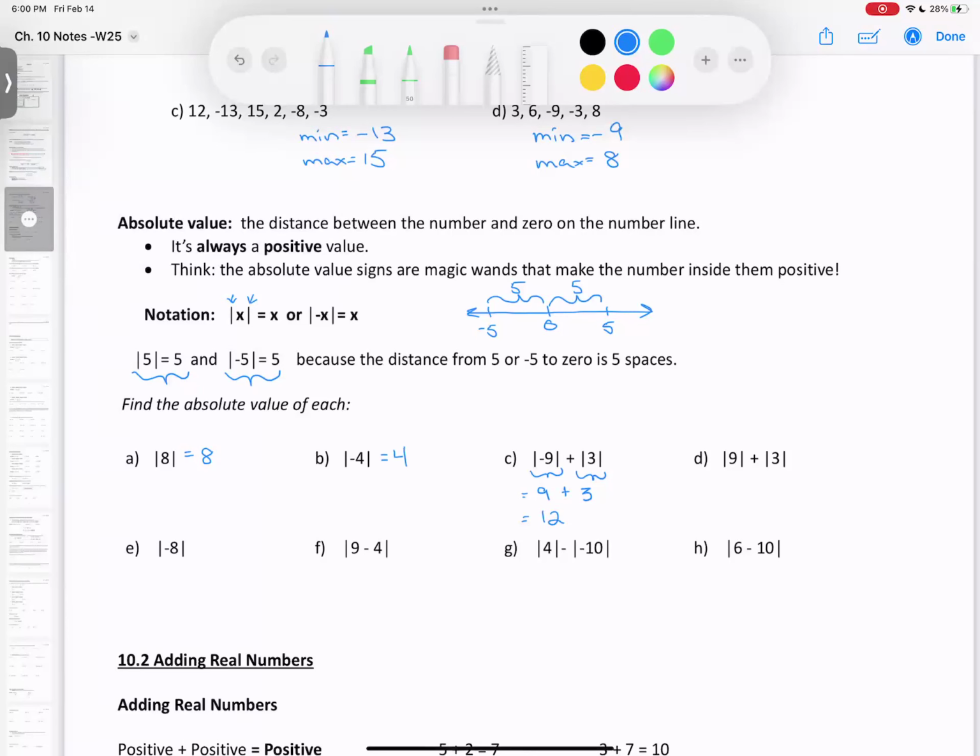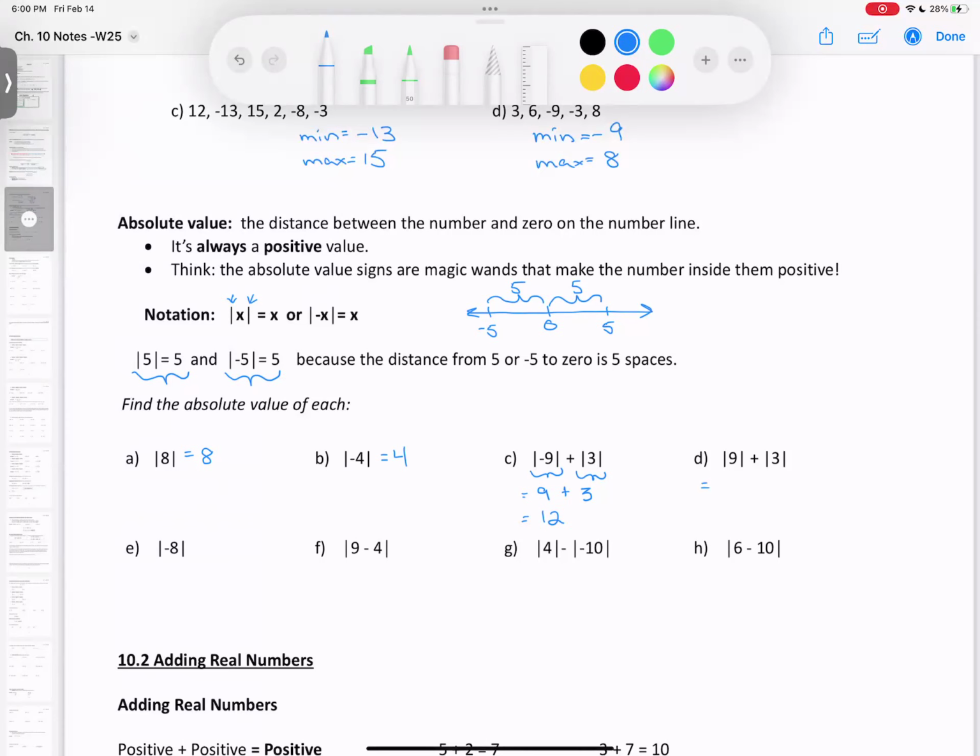So if you've got two sets of absolute values like that, only whatever is within those magic wands is becoming positive. So pause this video and try the rest. H will be a bit of a challenge, but give it a try. Okay, and let's do this together. Hopefully you had a chance to try it on your own.